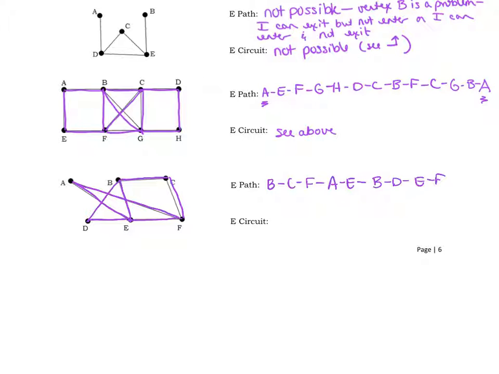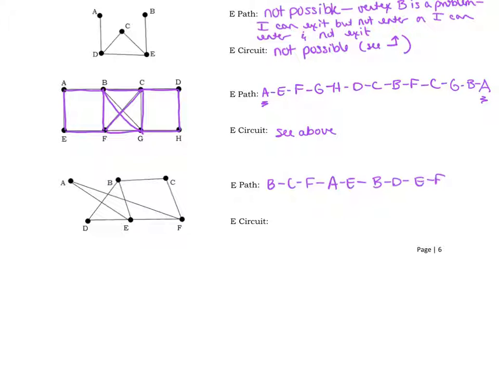For an Euler circuit, we're going to have to begin and end at the same vertex. So we know we can't start at A. There wasn't even a path. So let's try from B. That might be a good idea to get a circuit in there. So is there a way to begin and end at, say, vertex B?